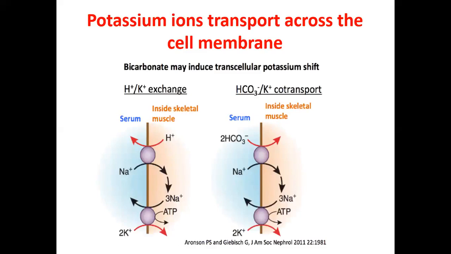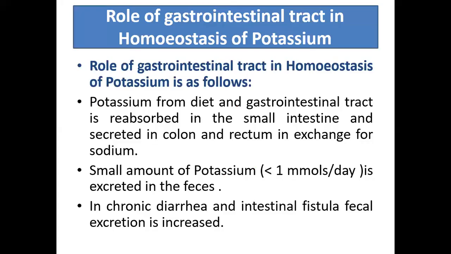Transport of potassium across cell membrane. It can either be through potassium hydrogen exchange or through bicarbonate potassium co-transport. Now, as far as gut is concerned, potassium from the diet and the gastrointestinal tract is reabsorbed in the small intestine, and then it is secreted in the colon and rectum in exchange for sodium. Okay, and now a small amount of potassium is also excreted in the feces. And in conditions like chronic diarrhea and intestinal fistula, fecal excretion is increased.